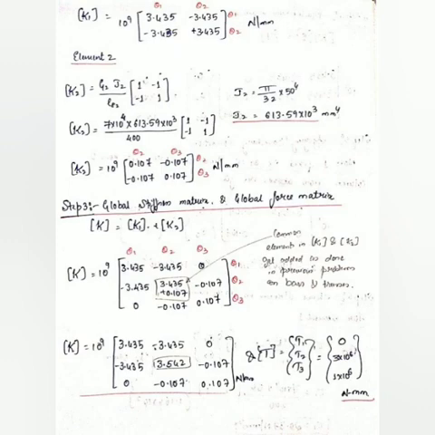Solving the above matrix, K1 we rewrite as follows: 10 raised to 9 outside, and inside is a symmetric matrix with value 3.435 in each location. Numbering you should do properly, that is theta 1, theta 2, theta 1, theta 2 along horizontal and vertical direction, so that when you write the global matrix, it is very easy to add the elements. The unit of stiffness matrix is Newton per mm.